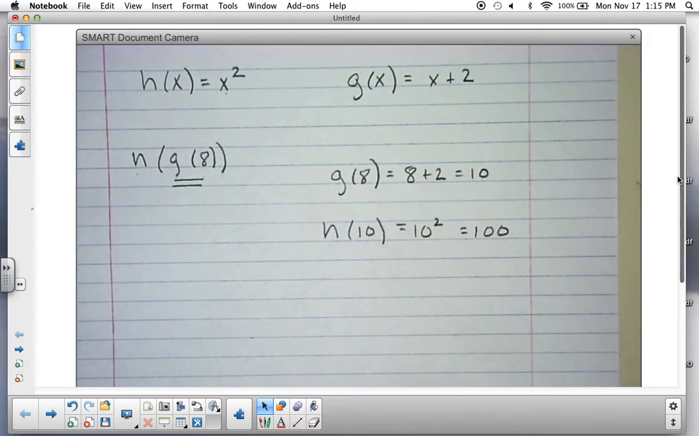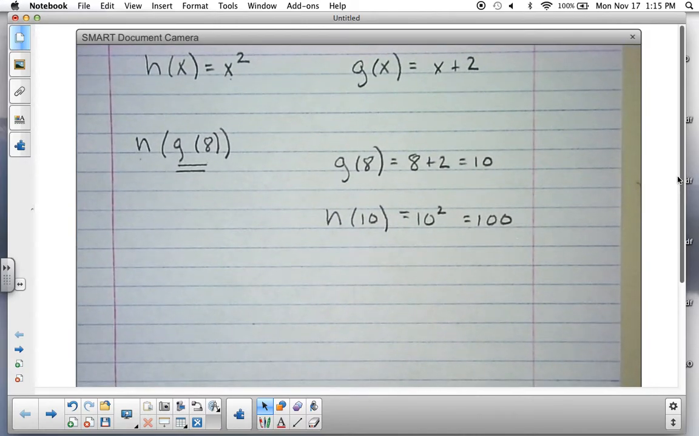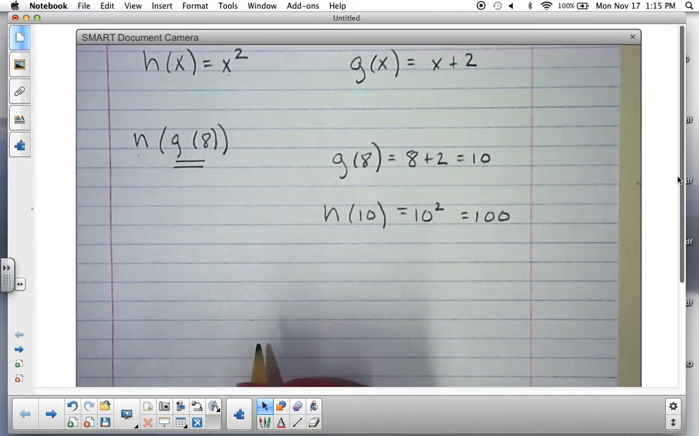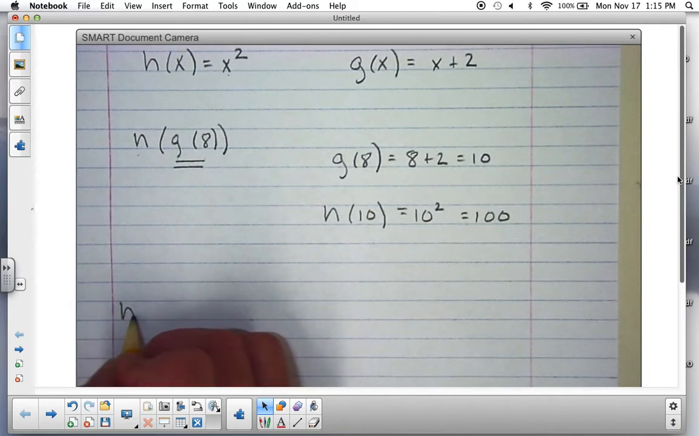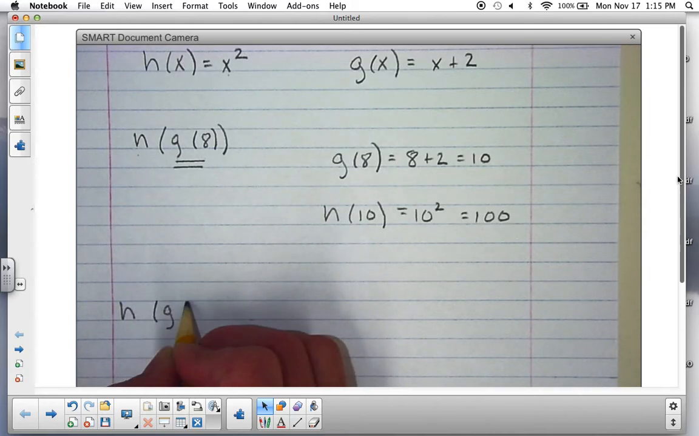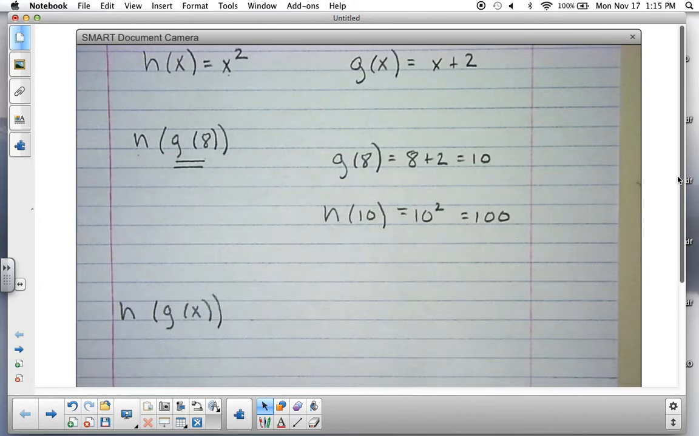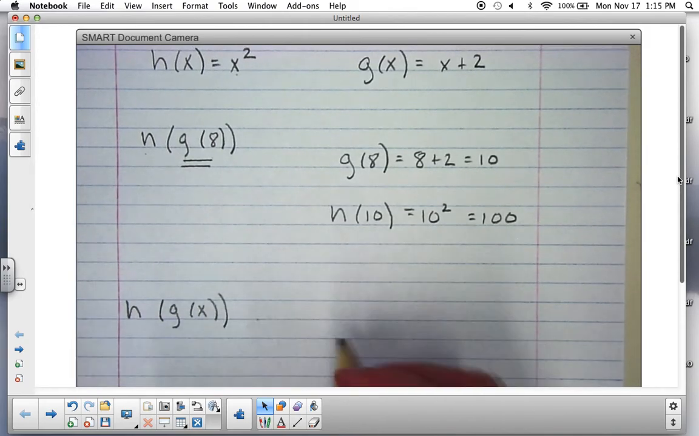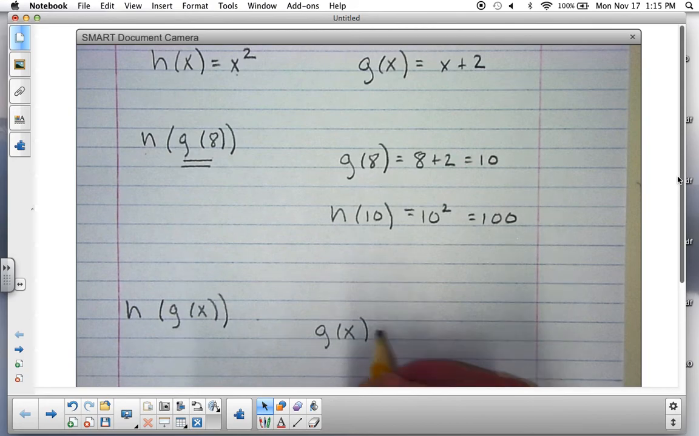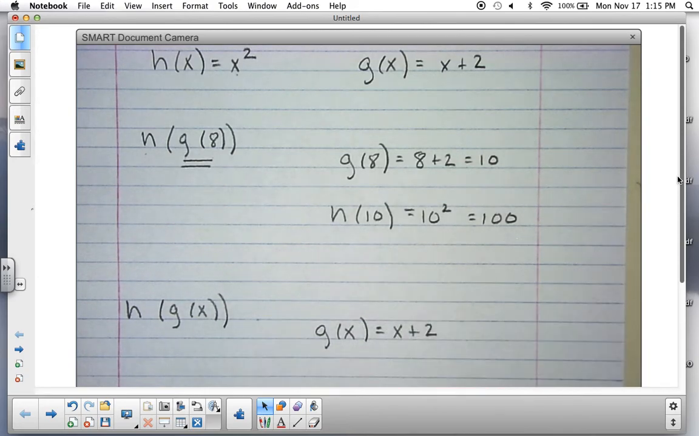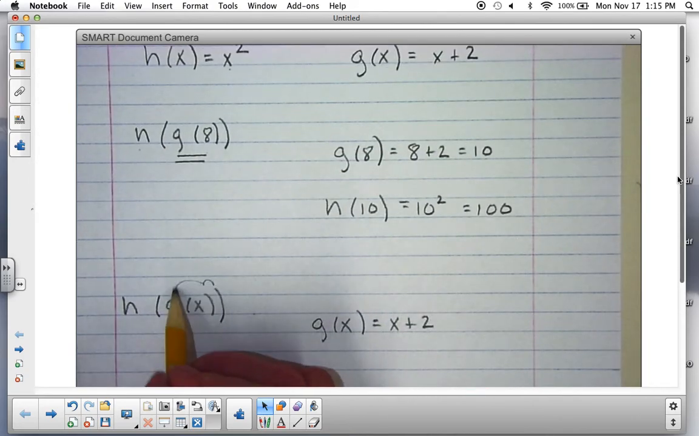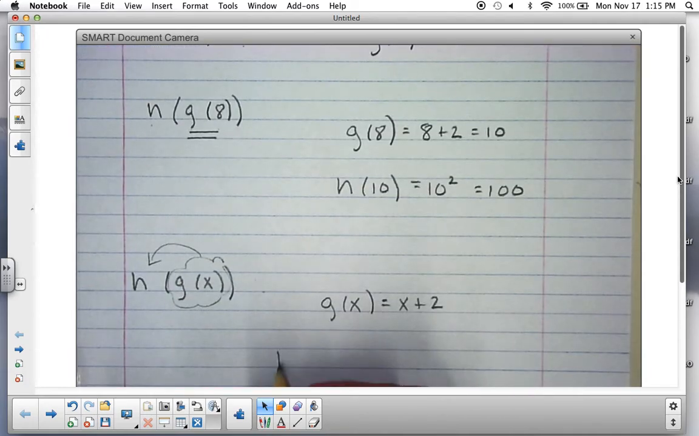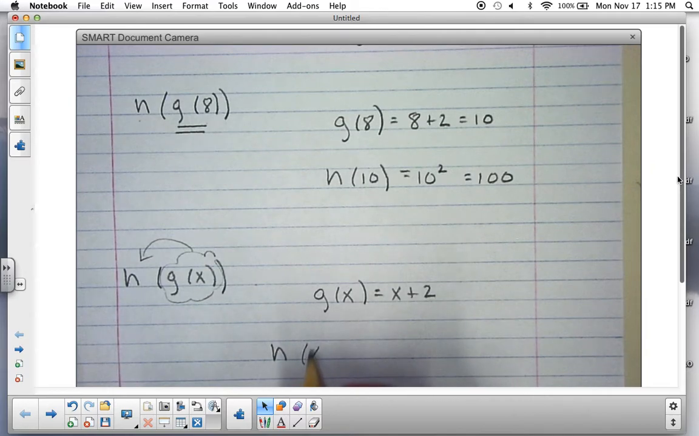Let me show you the one other thing that I said maybe we'll look at tomorrow, but let me just show it to you now and I'll give you the idea and then we can revisit that tomorrow. Suppose they had asked you to find h of g of x. So not a number now, but just an x. What that means is they want you to take function g of x, which is x plus 2, and they want you to sub that entire function back into h, just like we just did. So I'm going to find h of x plus 2.